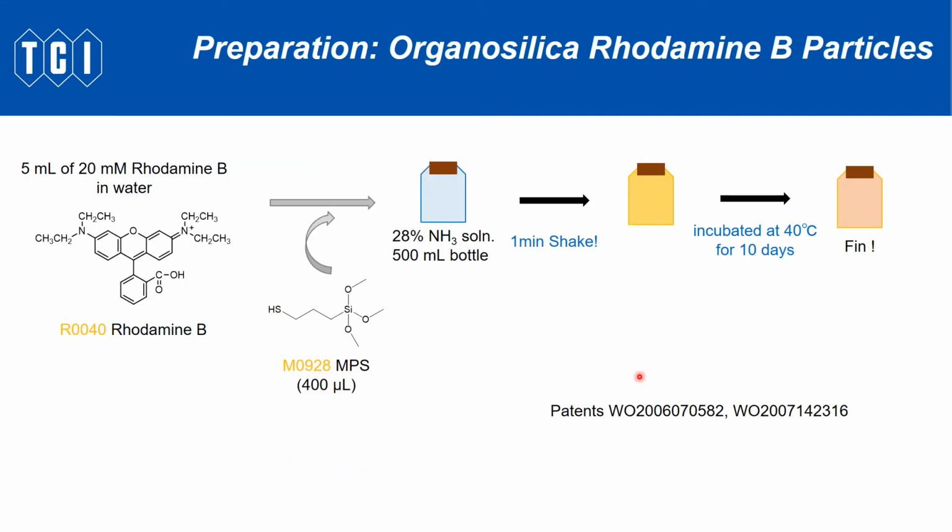This is the production method of organosilica Rhodamine B particles. Rhodamine B is dissolved in water, and 20 millimolar Rhodamine B is prepared. 5 milliliters of 20 millimolar Rhodamine B and 400 microliters of MPS are dissolved in 500 milliliters of 28% ammonia solution, and the bottle is shaken for 1 minute. The bottle is incubated at 40 degrees for 10 days and organosilica Rhodamine B particles are completed.